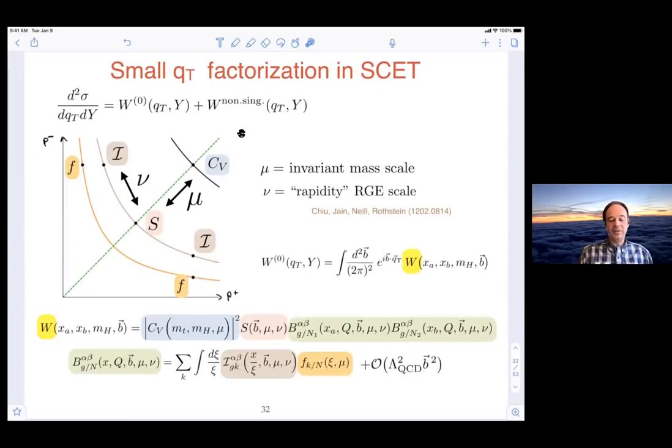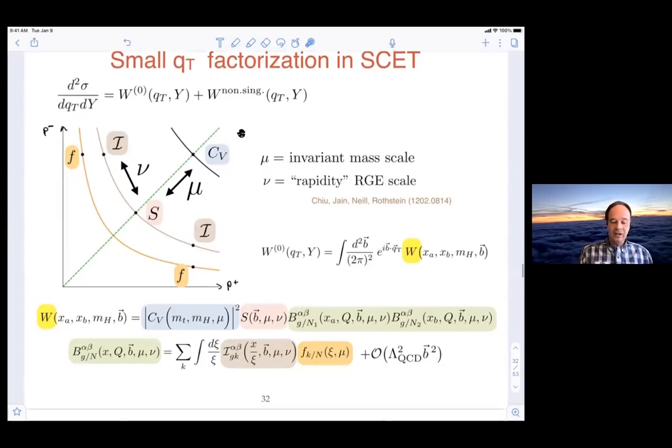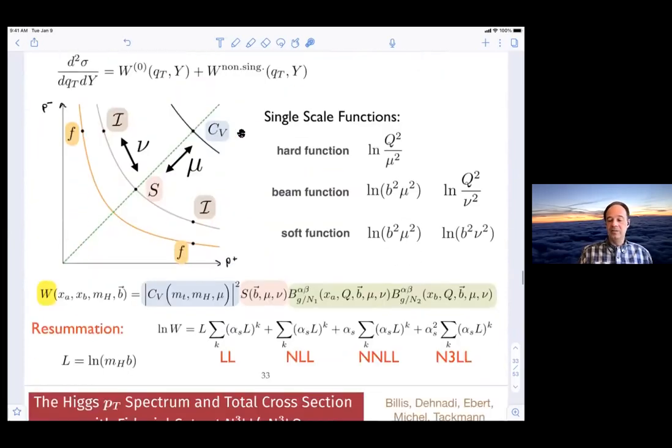And there are logs that show up both in the invariant mass scale, the usual mu that we talk about in dimensional regularization, as well as in a rapidity scale, because there are particles that have the same mu that need to be factored from each other. And it turns out that there are logarithms of both types.